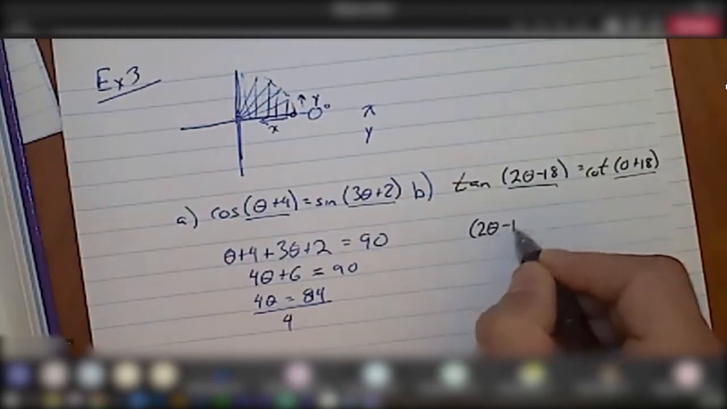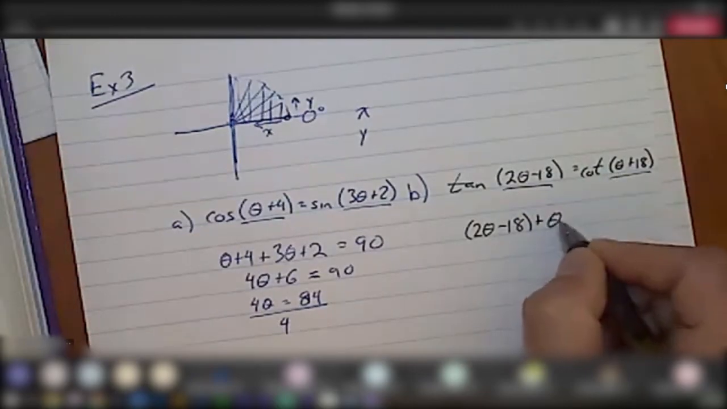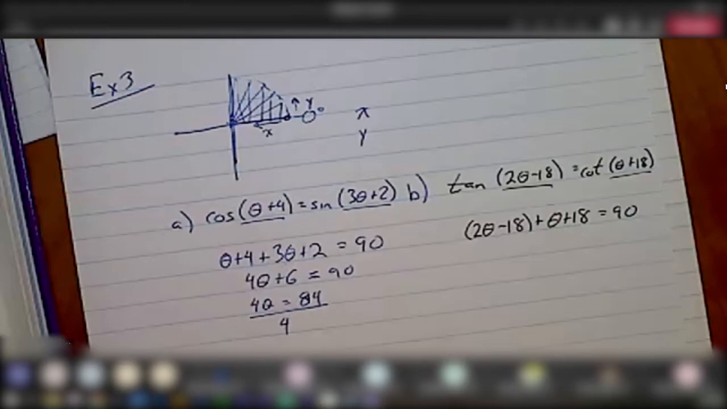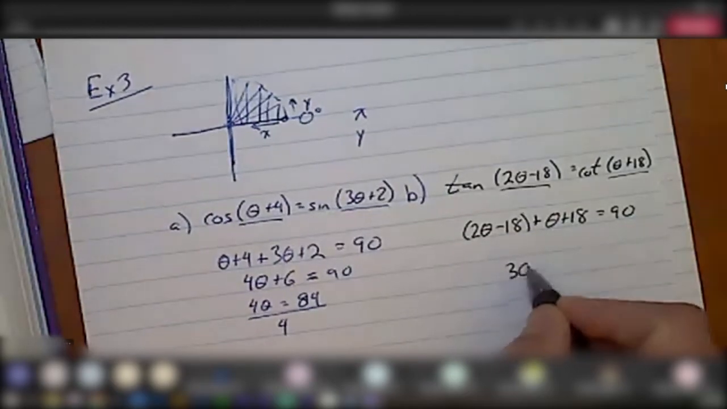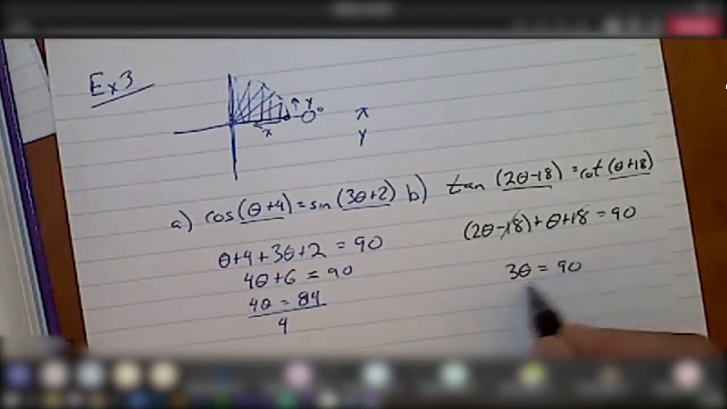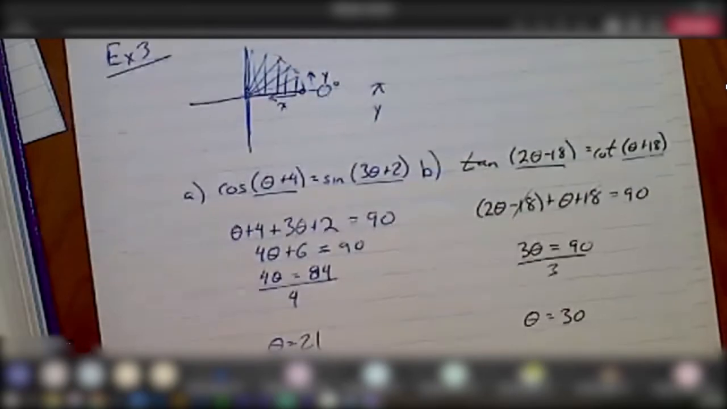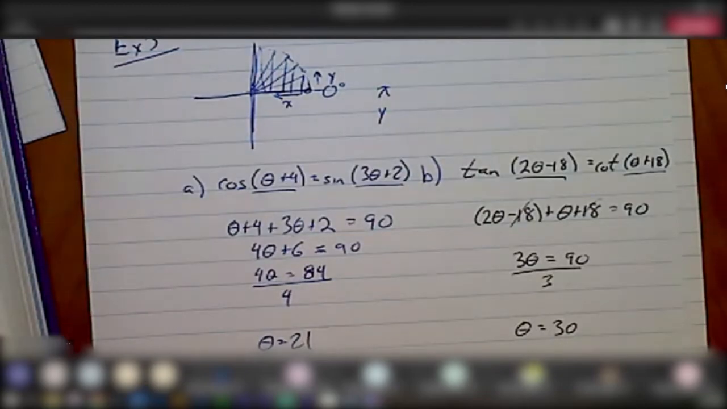So 2 theta minus 18 plus theta plus 18 would have to equal 90 degrees. Two theta plus another theta gives you 3 theta. The positive and negative 18 cancel out. Divide by 3, and you get theta equals 30. So keep these in front of you as you're doing the homework.